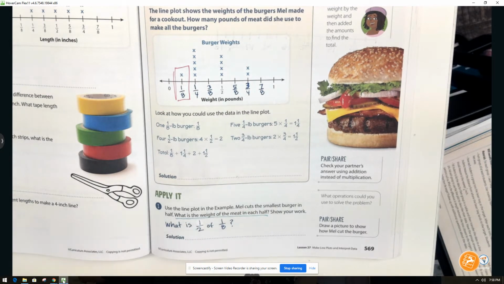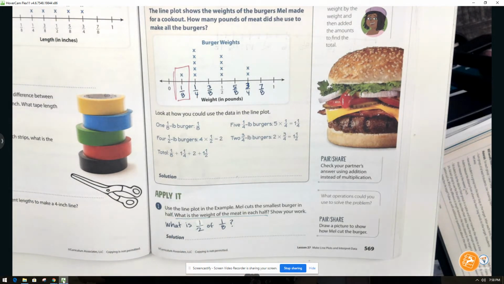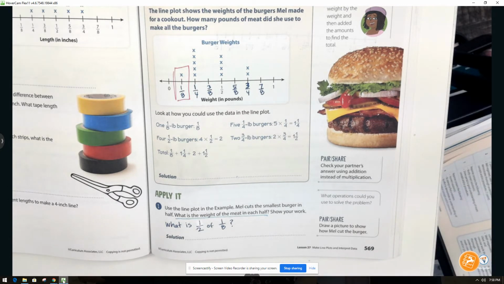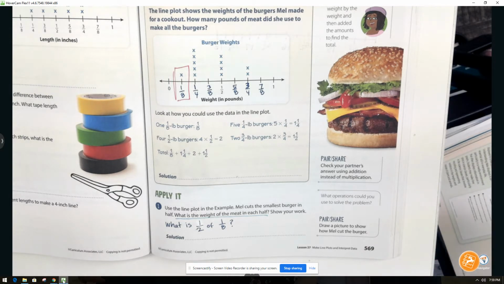You should know by now what that "of" means. You should do that operation with those two fractions. "Of" means that we do a certain operation. So what is 1/2 of 1/8? And that answer is going to be the answer of this problem. That's all you have to do. What is 1/2 of 1/8?